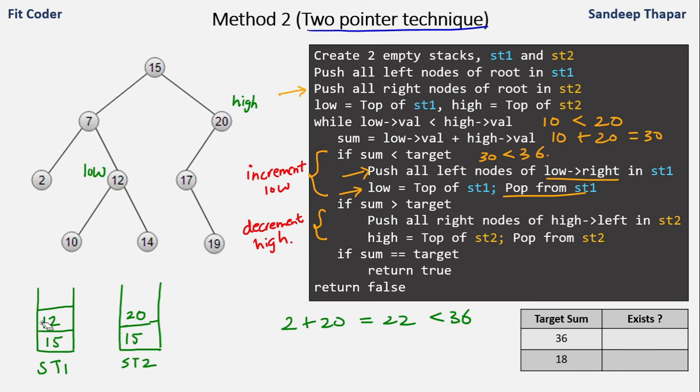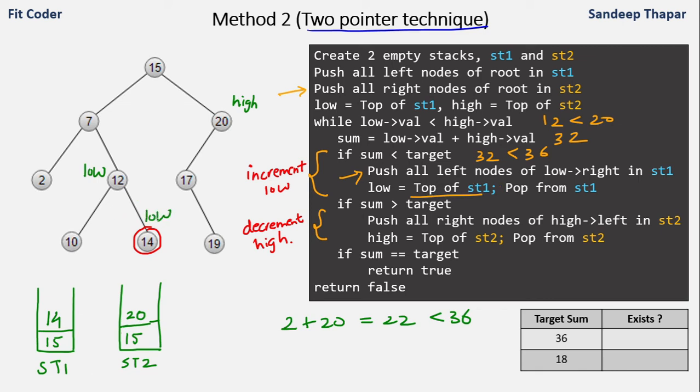So we remove 12. In the next iteration, we check if 12 is less than 20. We compute the sum, which is 32. 32 is less than 36. So we push the left nodes of right of 12 in the stack 1. So the right of 12 is 14. So we push 14 in the stack. Low becomes equal to top of stack 1. So low becomes 14. And then we pop from the stack.